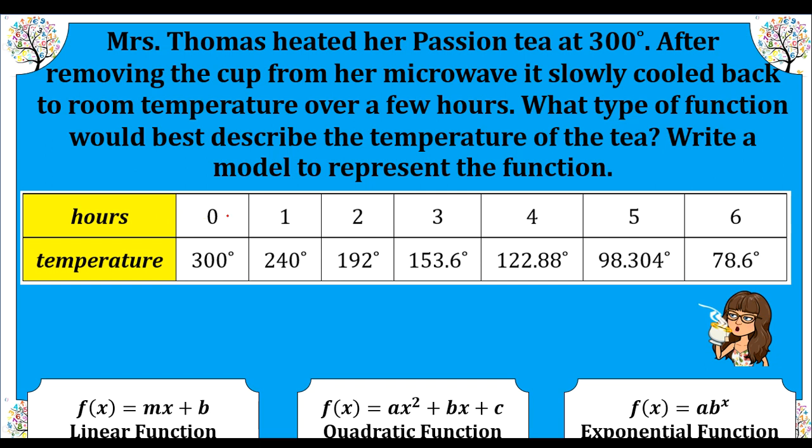Okay, so again, my x values, they are consecutive integers. So let's find the difference between our y values. So this looks like it's going down 60 degrees and then down 48 degrees. And then, wowzer, 192 minus 153.6 gives me negative 38.4. So from here to here is 60, from here to here is 48, from here to here is negative 38.4.